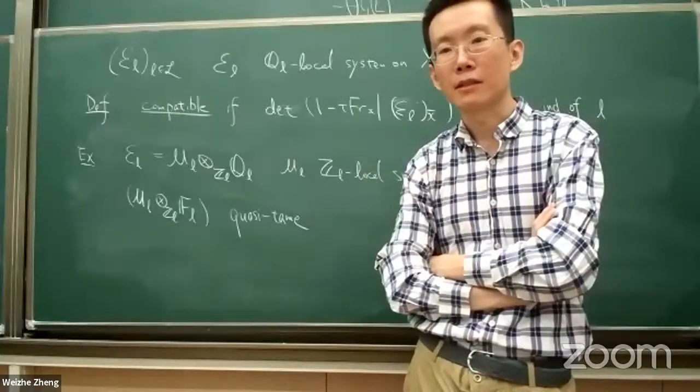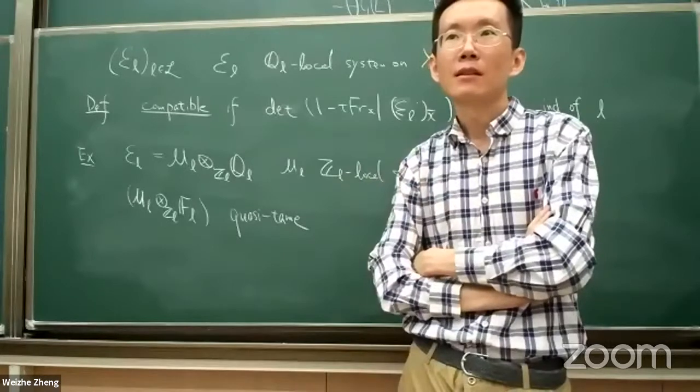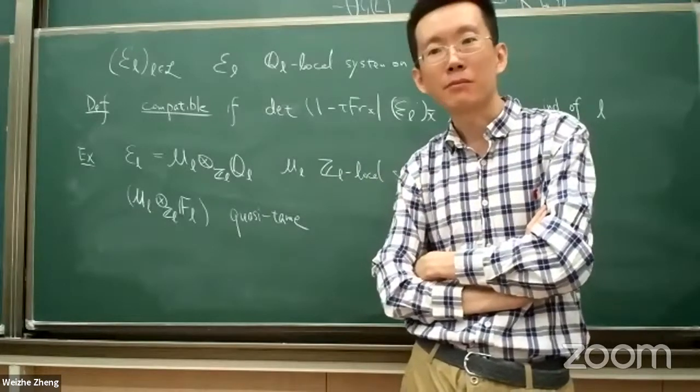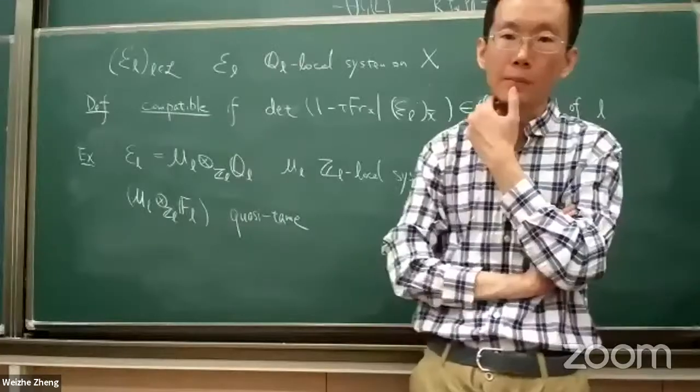But basically, then it involves this conjecture on semi-simplicity, and semi-simplicity becomes much harder, I think. For the proper smooth case, we can ask about semi-simplicity, but for open singular varieties, I don't know.